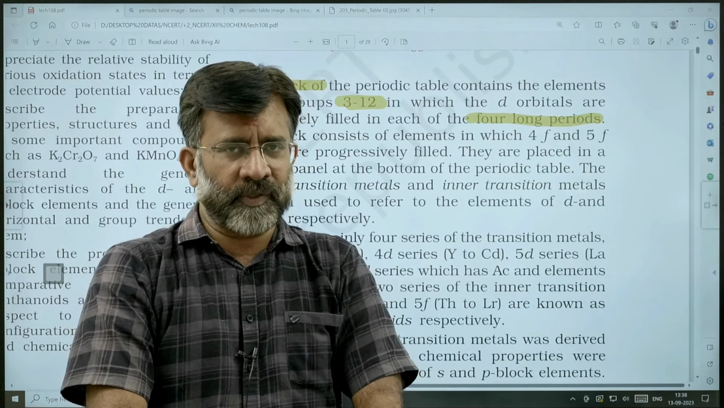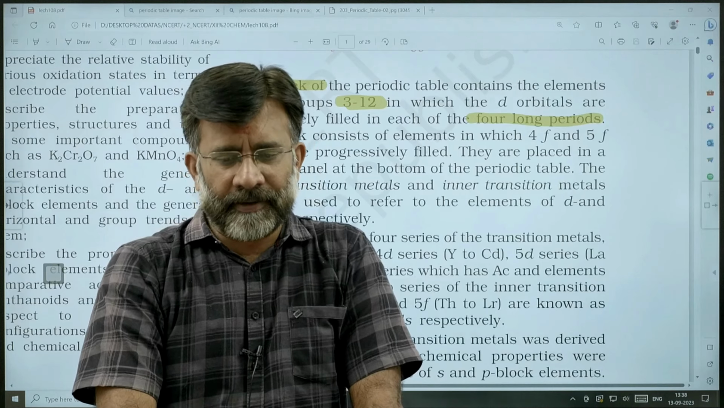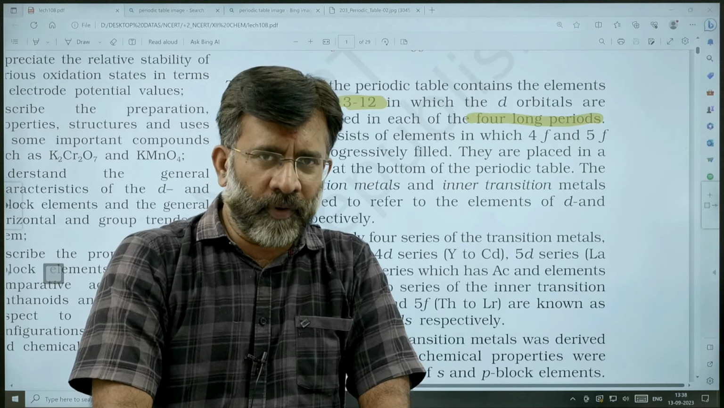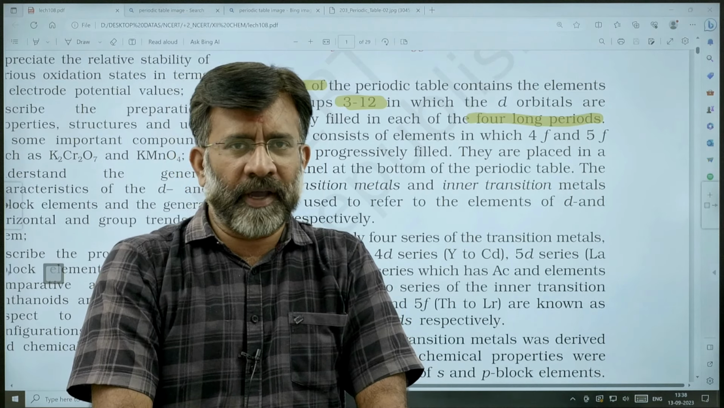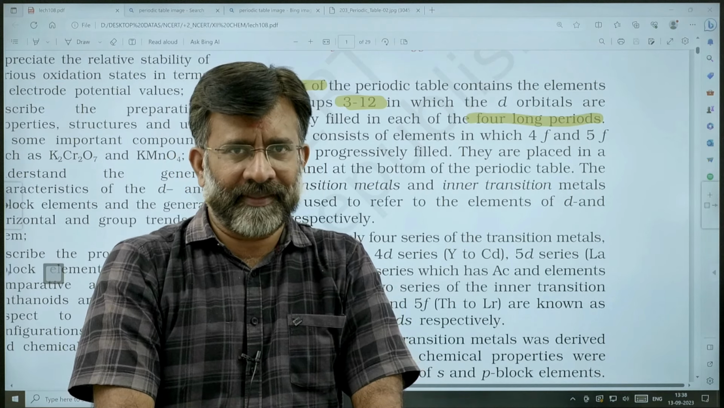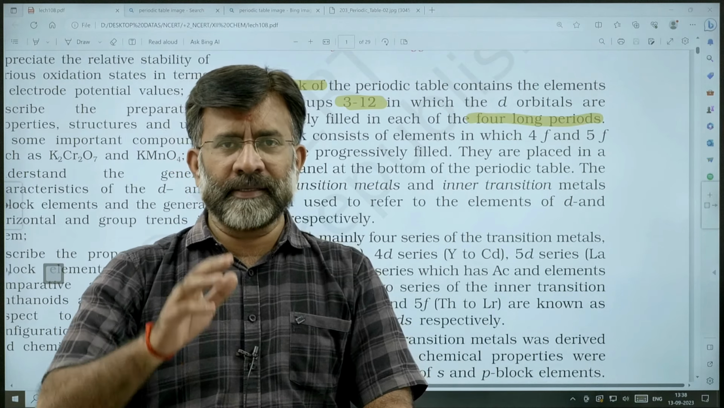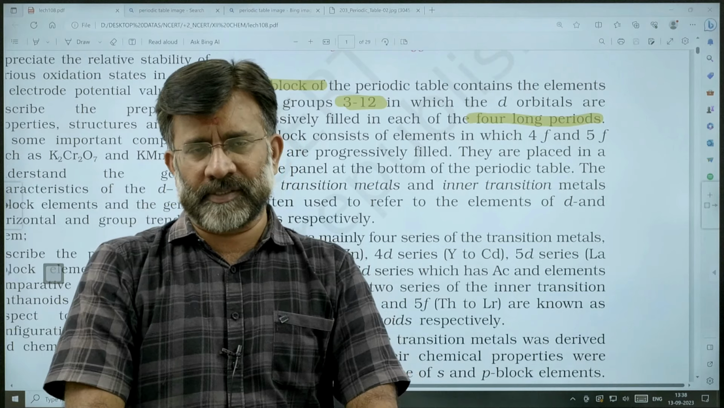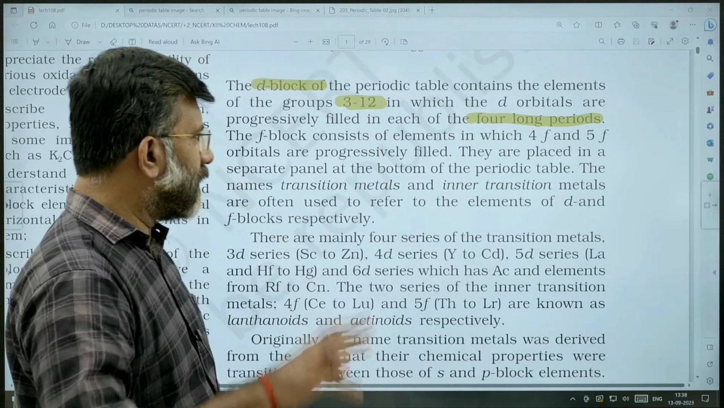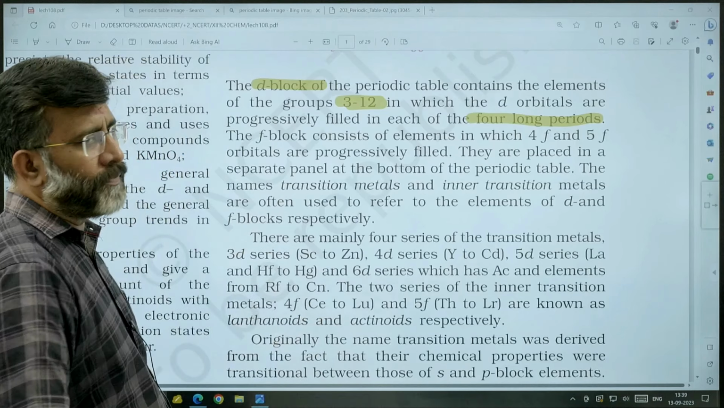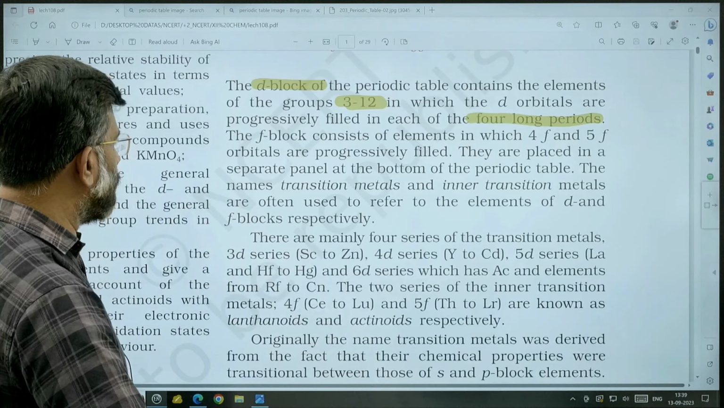First transition series is called 3D series, second transition series called 4D series, and third transition series called 5D series. The 6D series, that is the fourth one, is all artificial elements. We don't discuss much of the chemistry concerned. So 3 series are important, particularly the first series we are going to discuss in detail.